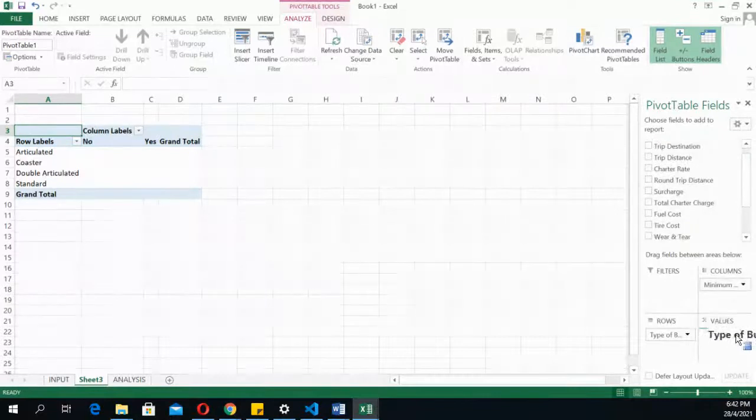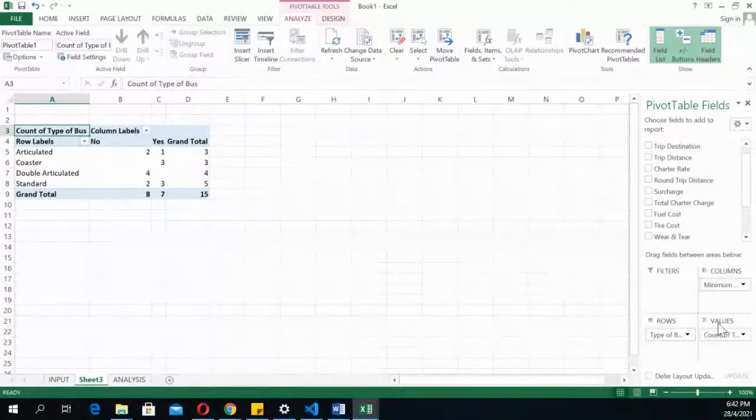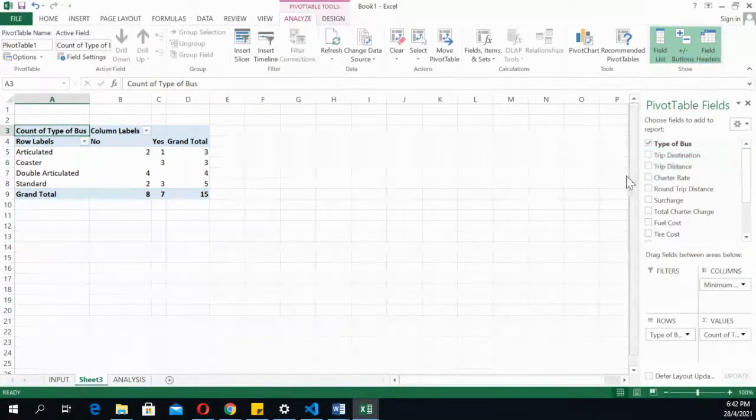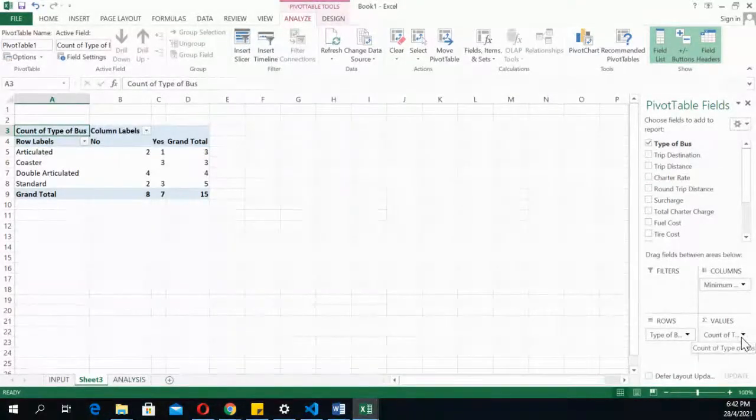Just going to put the bus type back on the values and it will automatically count it for me. Why? Because bus type is text. So you can't add a text, you can't subtract a text. You can't find the average of a text. The most you can do is count the amount. So when you put it over there, it's count. But if you had used, say, the trip distance, it would sum it.